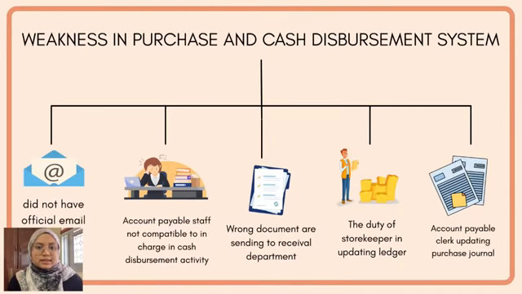The weaknesses in the purchase and cash disbursement system. The first weakness is that the Sampit and Songket Enterprise staff did not have any official email, so they just used their personal email in receiving purchase requisitions. This is not efficient because they should separate their personal and company email. It may affect the company's orders if any technical issues happen.